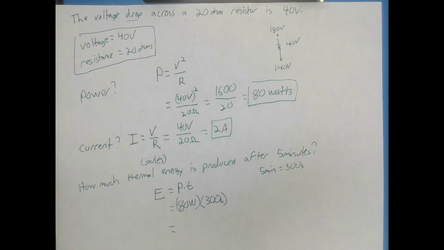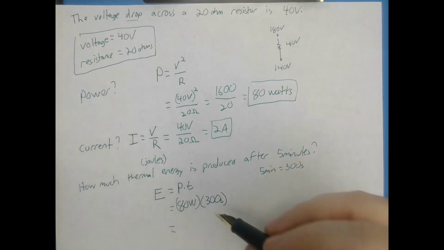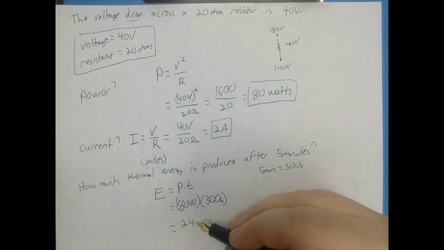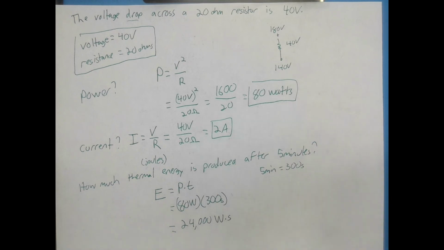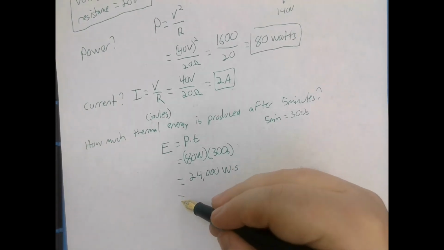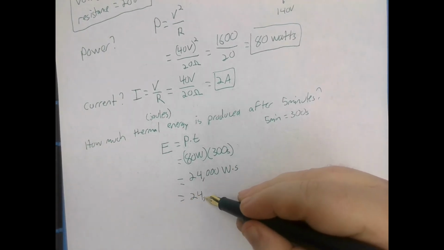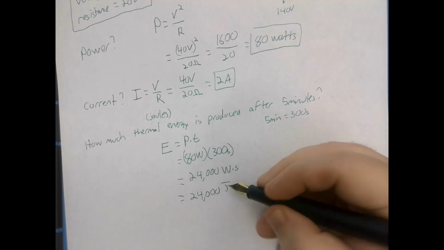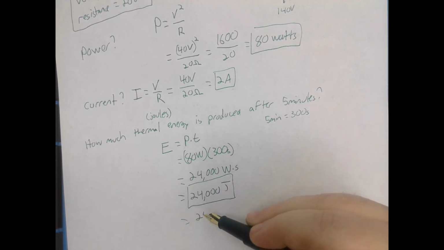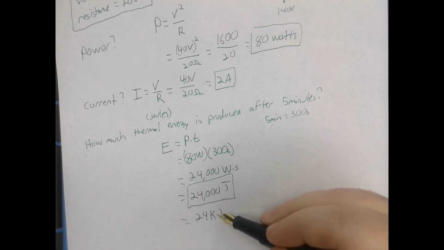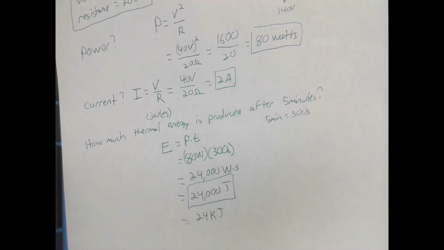And so we get 80 times 300. That's 24,000 watts times a second. Now, watt times a second is the same thing as 24,000 joules. If you want to go a step farther, you can write that as 24K joules or kilojoules.